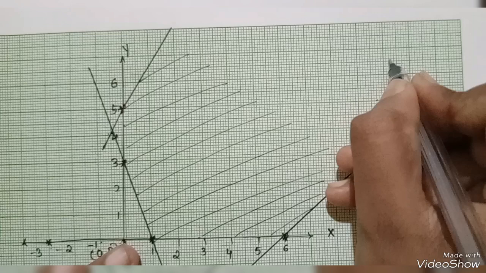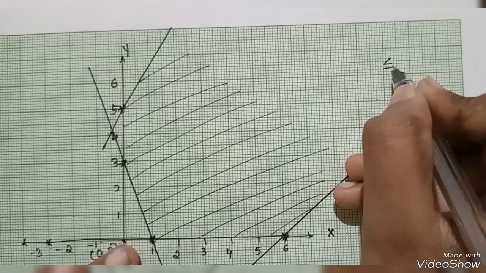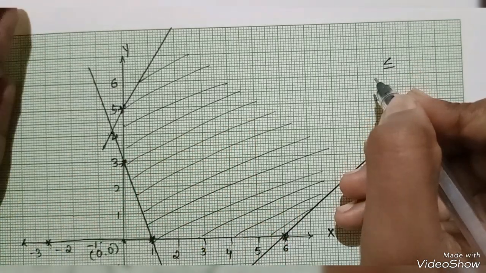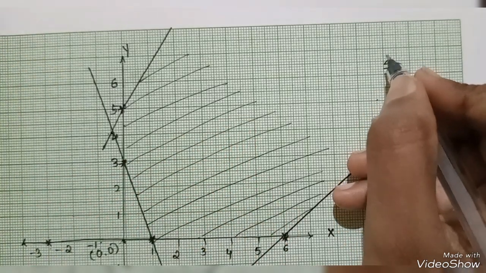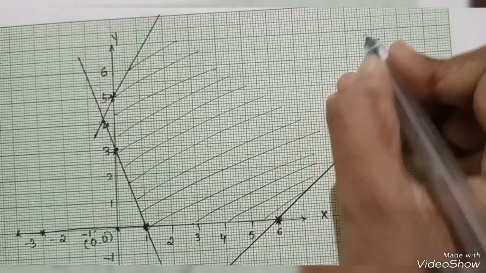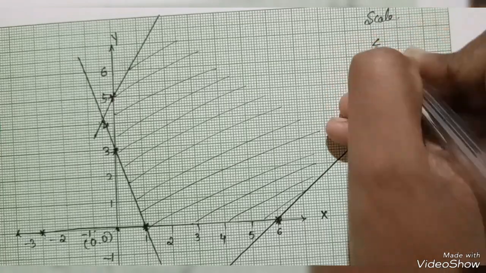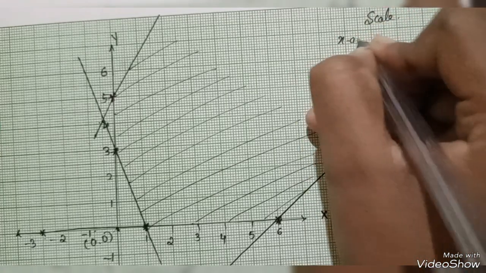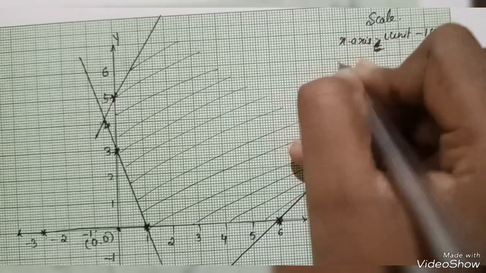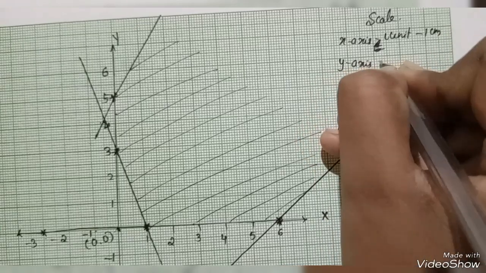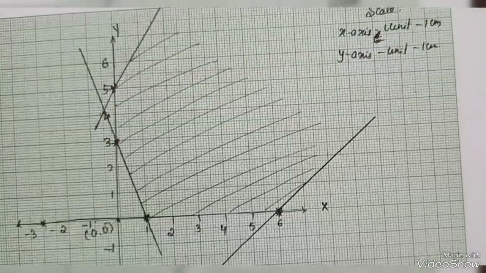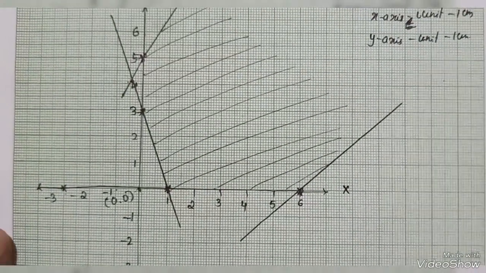For the less than or equals to condition, we have to shade the left side of the graph when we plot it. Greater means we shade the right side. There is no bounded region here, it is unbounded. We have to write the scale here: on the x axis 1 unit equals 1 centimeter, and on the y axis 1 unit equals 1 centimeter. Therefore it is not a bounded region.